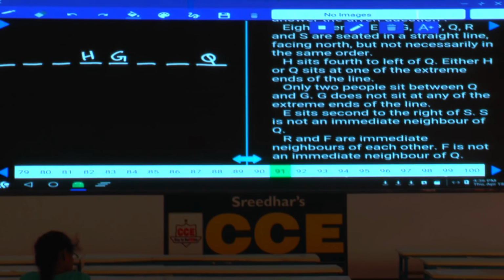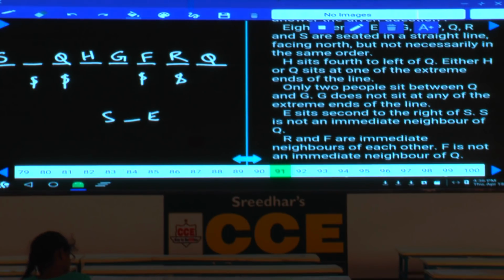E sits second to the right of S. And S is not an immediate neighbor of Q. S cannot be in these 2 places. As S cannot be here, S cannot be here as well, and S cannot be here. Then what is the only possibility? If S is here, Q will be here. And next one, R and F are immediate neighbors, and F is not an immediate neighbor of Q, hence F is here and R will be here.